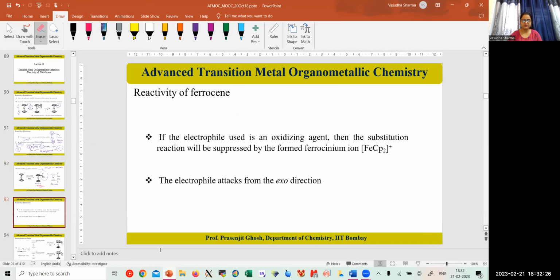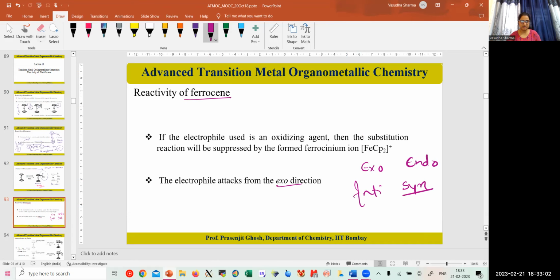Now we will move further and see the reactivity of ferrocene. If the electrophile used is an oxidizing agent, then the substitution reaction will be suppressed by the formed ferrocenium ion. This is true because when we have an oxidizing agent, which we will see in the next reaction, it will tend to oxidize the ferrocene compared to having an electrophilic substitution reaction, and the electrophile attacks in the exo position. We have exo and endo positions. It's similar to the NTN and thing, so this is kind of anti and this is syn, for better understanding.